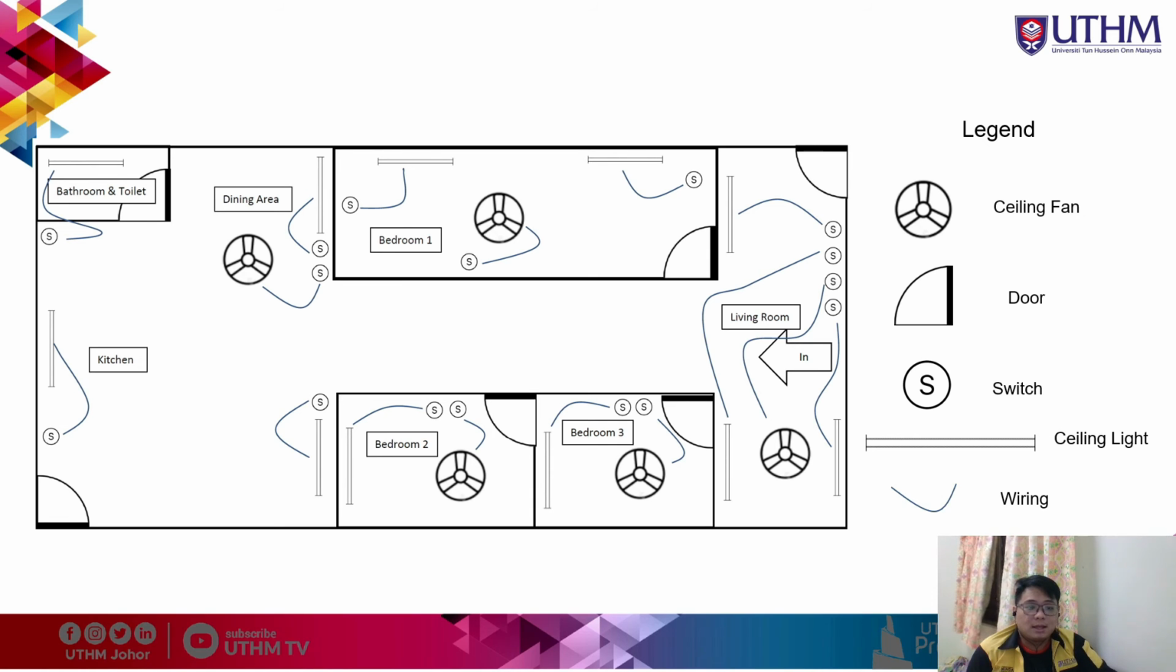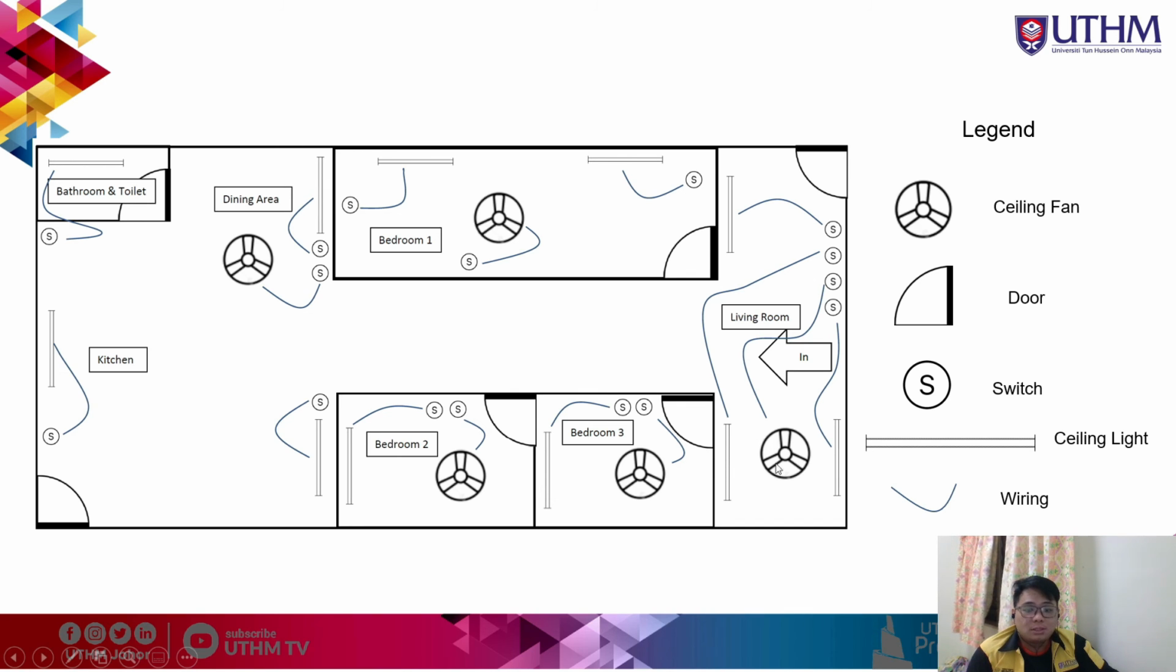This is the basic house plan of my house. Here is the legend for the house plan. This logo is the ceiling fan, and this one is the door. Next, this one is the switch, and this one is the ceiling light, and lastly, this one is the wiring.